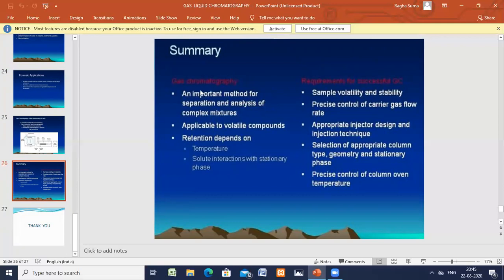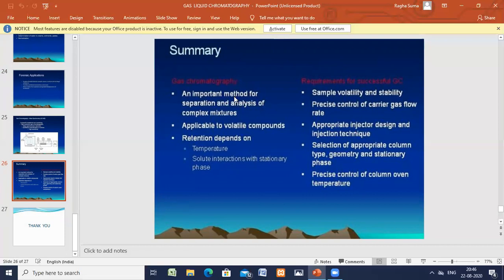So before ending, I should give you some summary. Gas chromatography, the separation which we have discussed, is applicable to the volatile compounds. Retention depends upon the temperature and the solute interactions with the stationary phase. For a successful GC, sample volatility and stability are important, precise control of the flow rate, and appropriate injection is important.